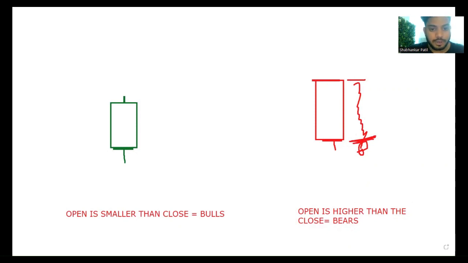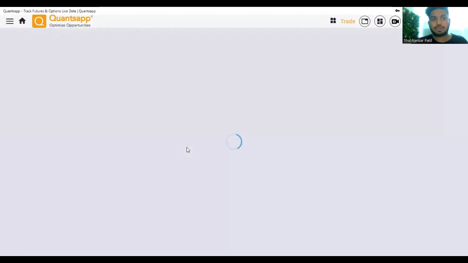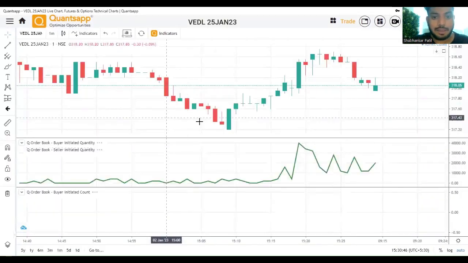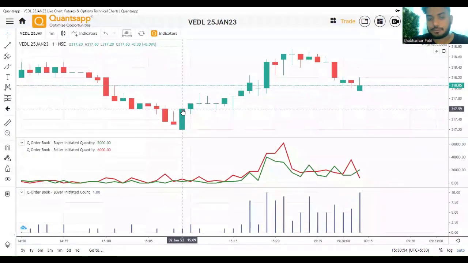So there are two types of candlesticks that you should at least understand. First is the green candle. That means the bulls are in control. The positive price action is happening. So let's say this. What happened? The price opened over here at 317.20, and it closed over here at 317.59.